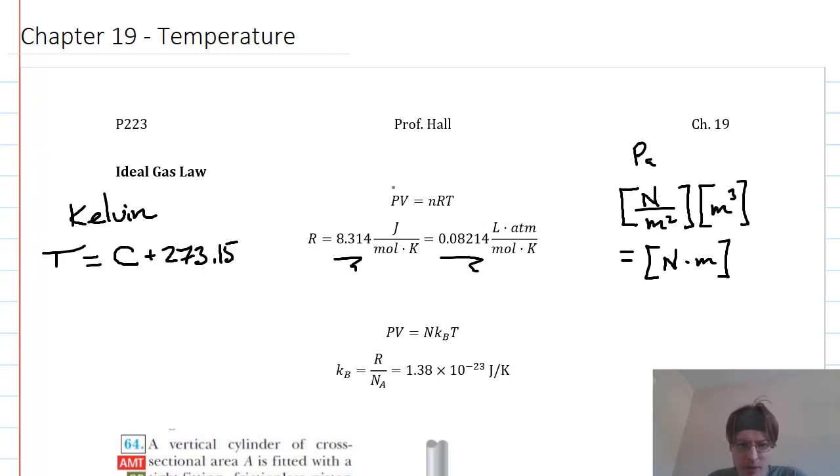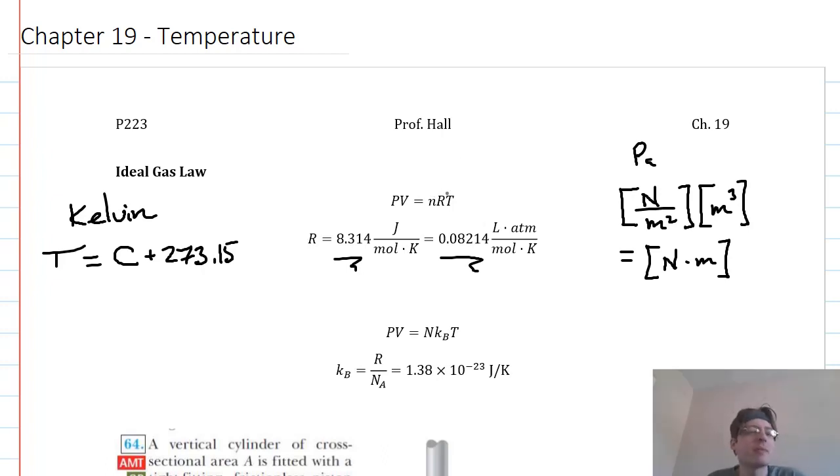Now, I want to be clear that pressure times volume is not the energy of the gas. All I'm saying is it has the units of energy. We'll figure out later how to do things with energy of gas. Okay, this is the standard way it's written, that you've seen before, in terms of the number of moles of gas.